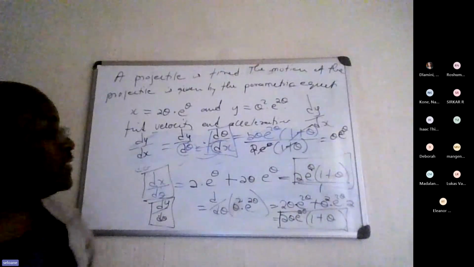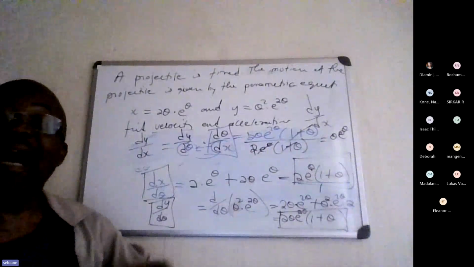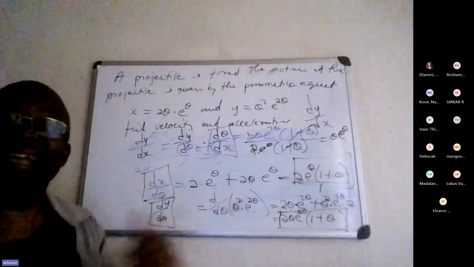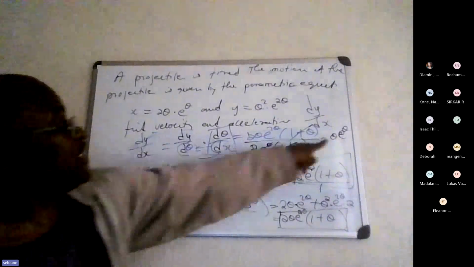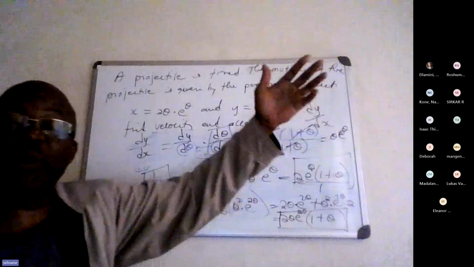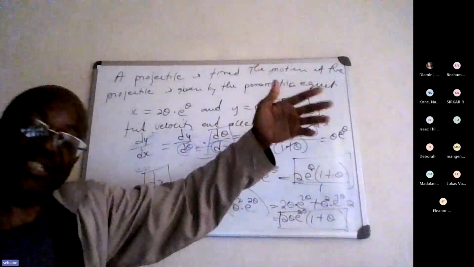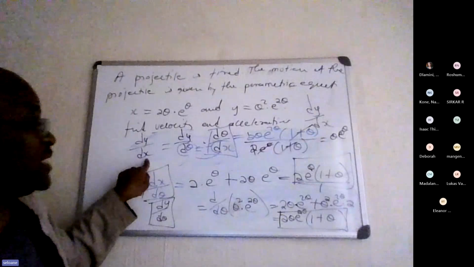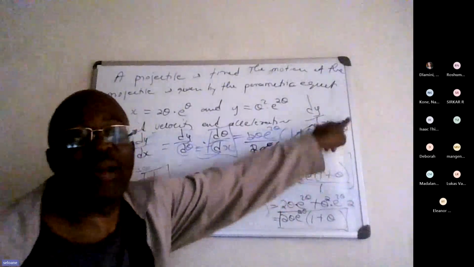Are we still together? This is the velocity. And then if you are asked about anything related to the velocity, then you have to find the velocity equation. Maybe they can ask you about the time, when will the velocity be this, and so on and so forth. Then you have to derive the velocity first, which is theta e exponent theta.